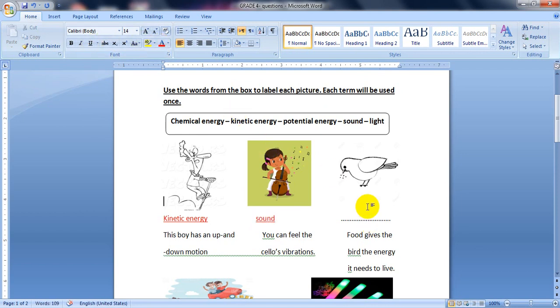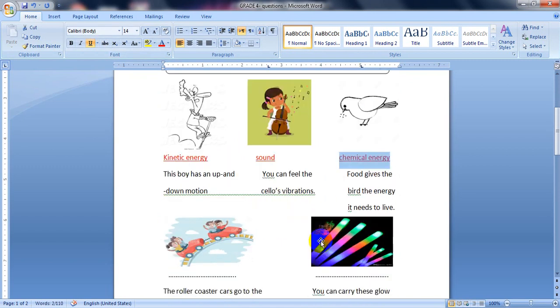The third one, food gives the bird the energy it needs to live. The food releases chemical energy in our bodies and even birds' bodies. Chemical energy. So here we wrote chemical energy. Don't forget to solve these questions in your books in grade 4.